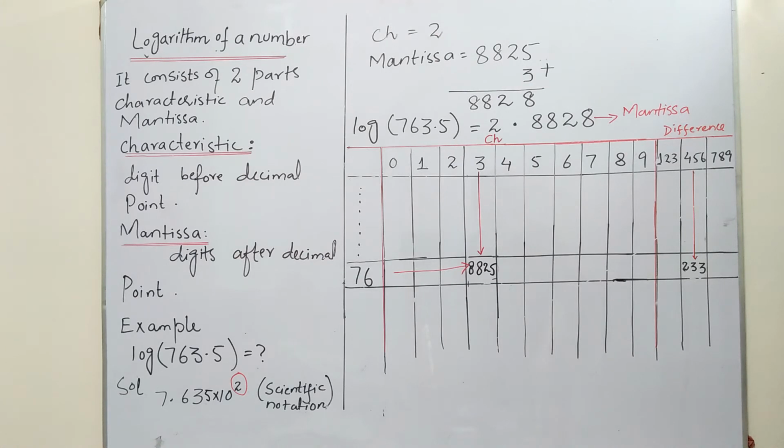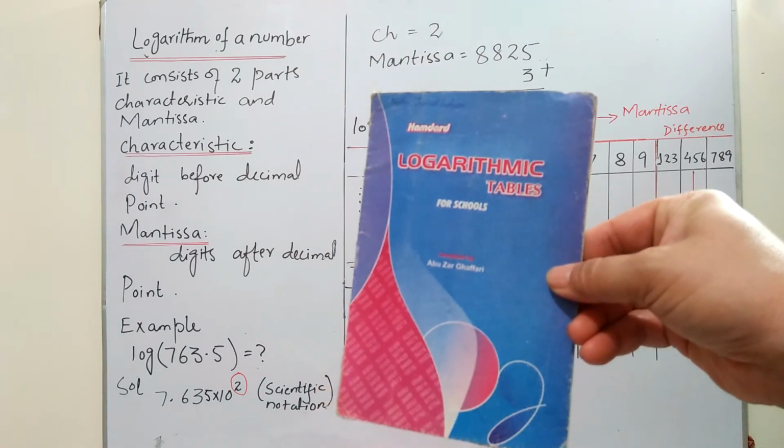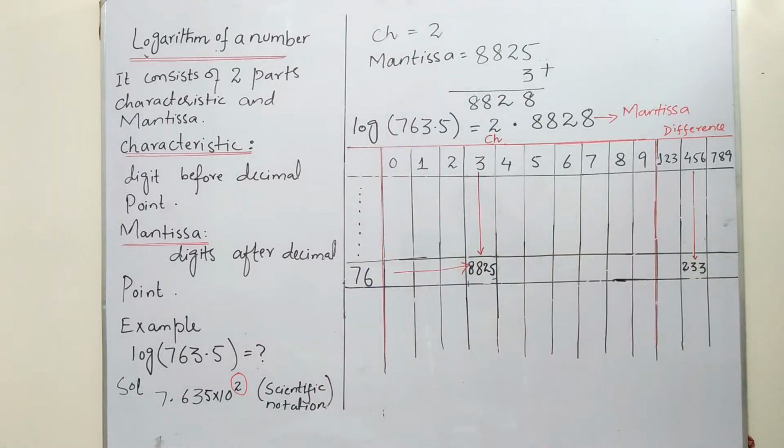To find the mantissa of the value, you will use a table called the logarithm table. This is the table which you will use to find the logarithm or mantissa of the given number. In this table, several columns are given in which you have to find the value of the mantissa. For finding the value of 763.5 in the logarithm table, you will ignore the decimal point and concentrate on the values. Combine the first two values so it becomes 76.